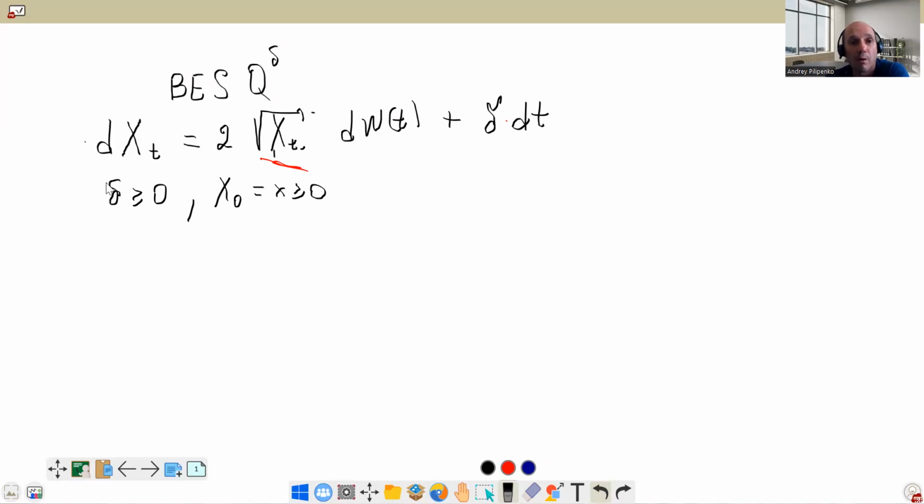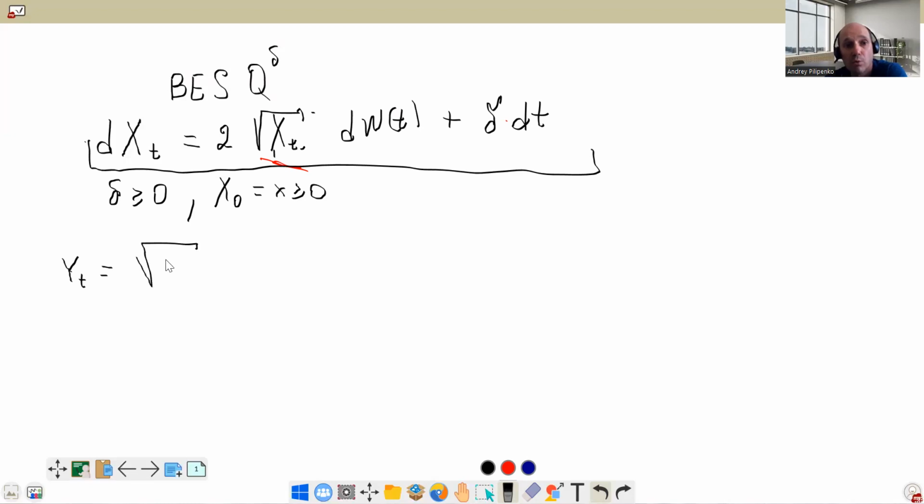And the Bessel process is just the square root of the squared Bessel process. Probably this is the easiest way to introduce the Bessel process. So why is it a Bessel process with dimension delta?